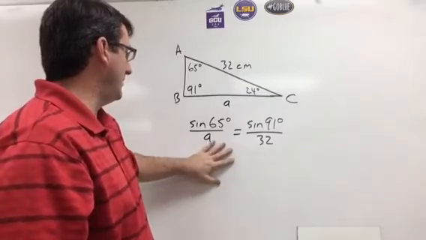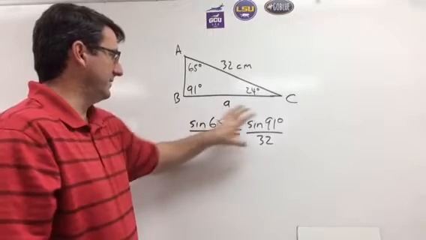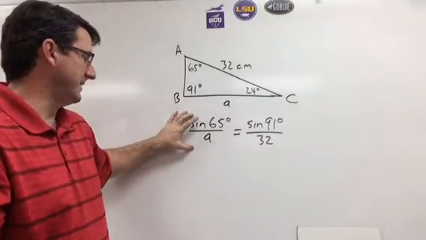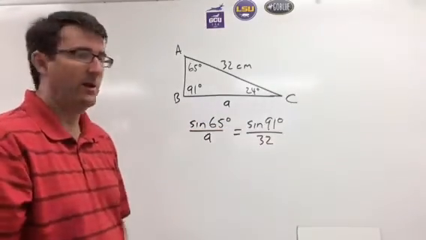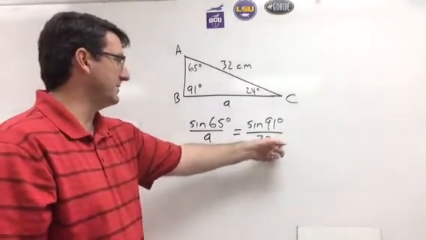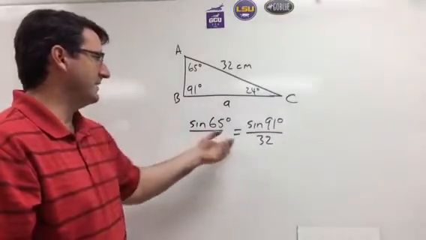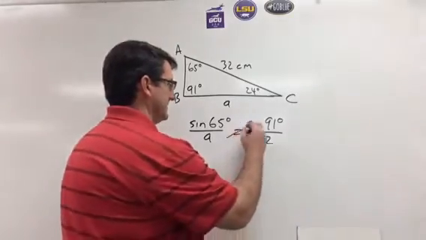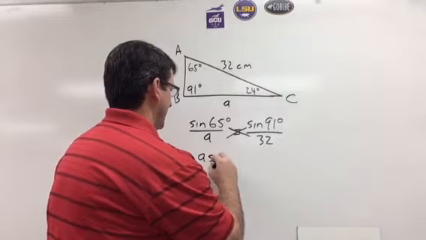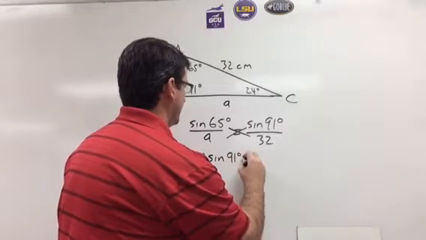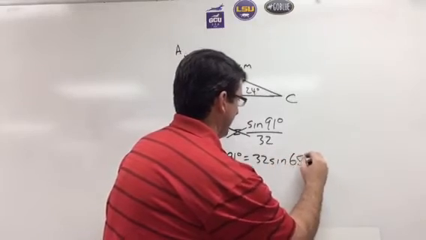All right, and now in order to solve for A, we're going to need to get rid of both of these fractions. We want to get A by itself. So we're going to need to multiply both sides by A. And we're also going to need to multiply both sides by 32 in order to get rid of both of these fractions. And the shortcut that we usually use for that is cross multiplication. So A times the sine of 91 degrees is equal to 32 times the sine of 65 degrees.